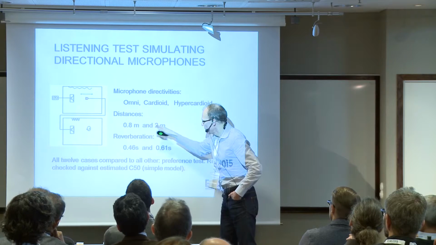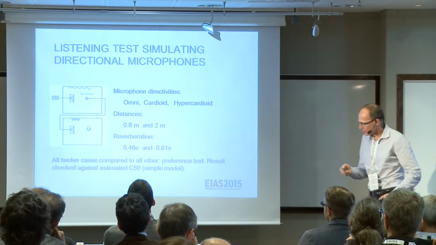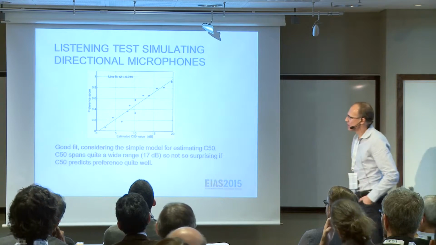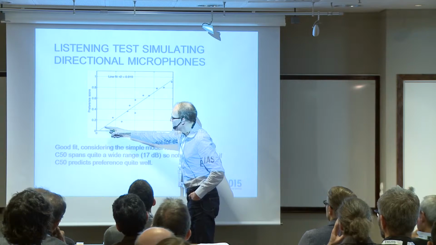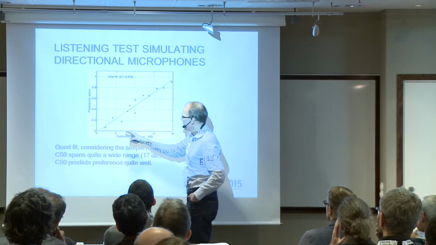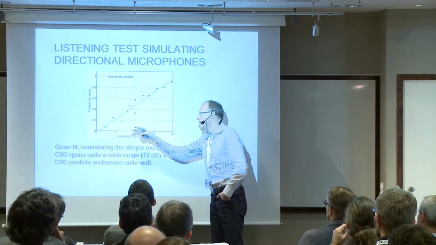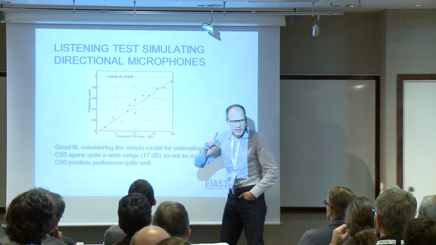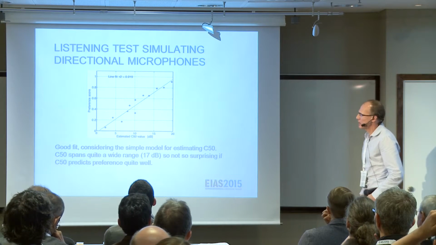We tried two different distances, we had two different reverberation times, and asked for preference. Then we had 12 different cases, and the preference is plotted against the estimated C50 value. This is estimated based on this diffuse field theory.